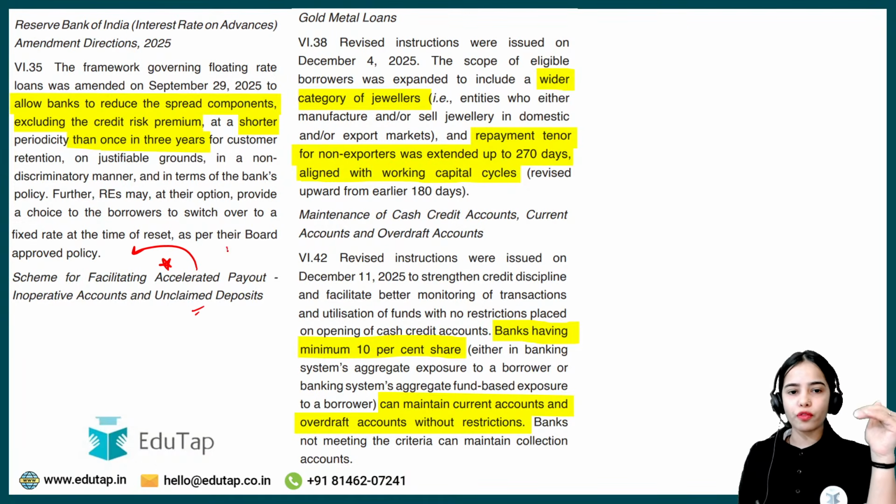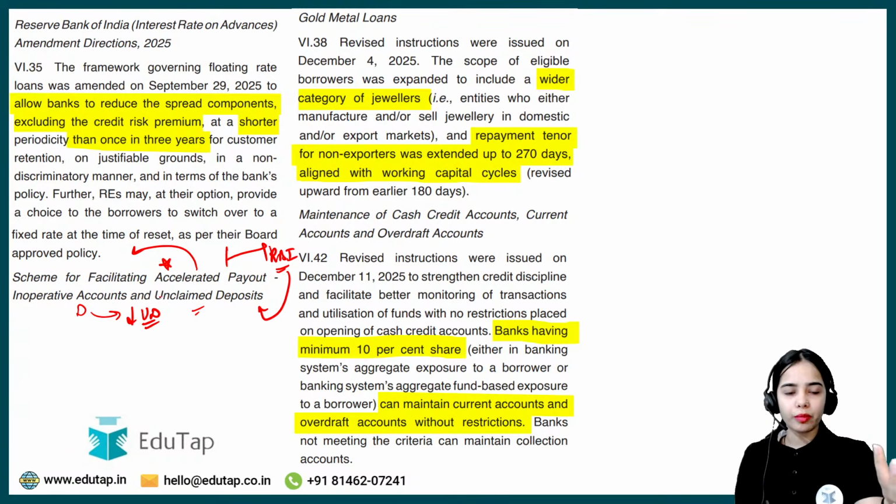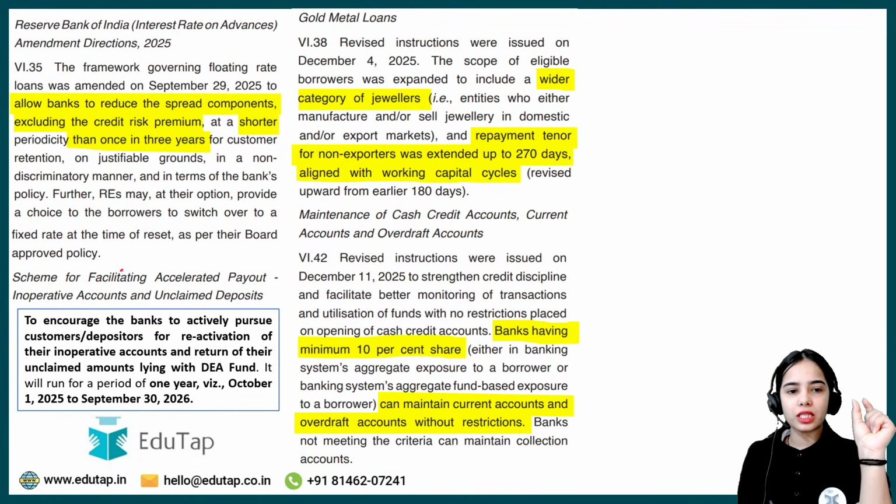Last year, this scheme was launched for a period of 1 year only by the Reserve Bank of India. This scheme incentivizes the banks to return the unclaimed deposits, to find the depositors so that the money can be returned for the unclaimed deposits, as well as inoperative accounts. There are many inoperative accounts, so banks were incentivized to reach out to the customers so that these inoperative accounts can be made operative again. This is the idea. So this scheme was launched to incentivize the banks to actively pursue the depositors for reactivation of their inoperative accounts and return of their unclaimed deposits. But this scheme is only for a 1 year time period, from October 1, 2025 till September 30, 2026.